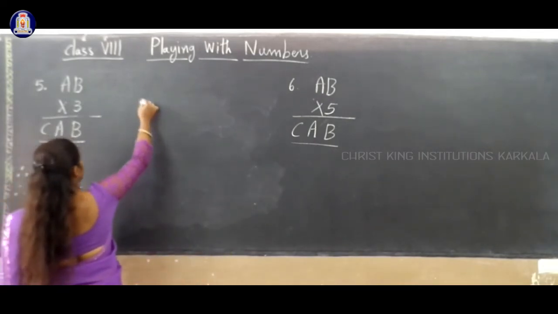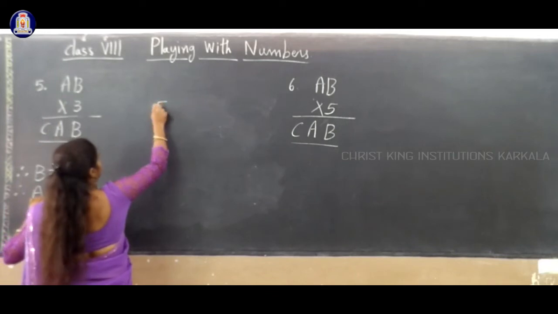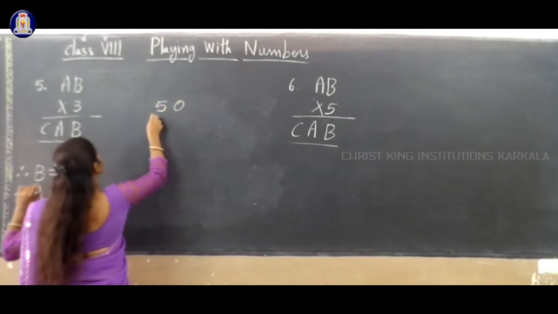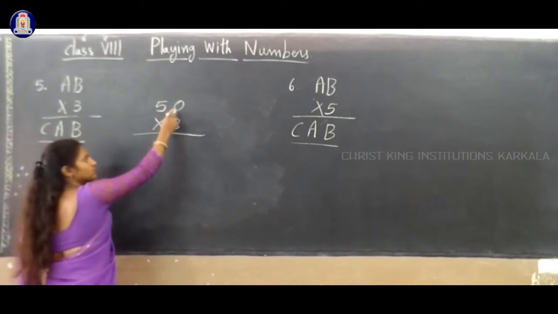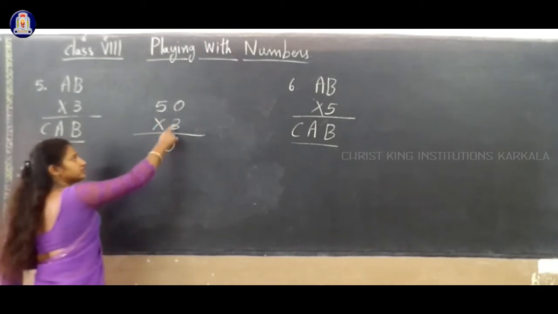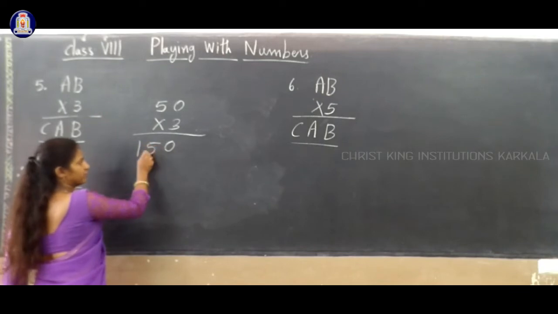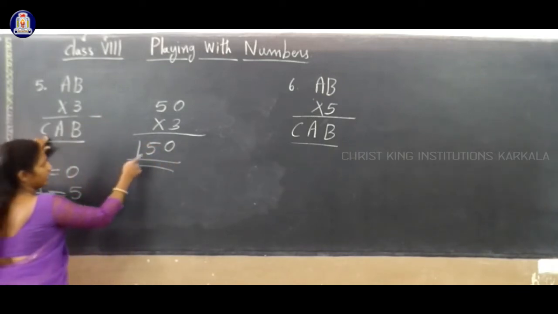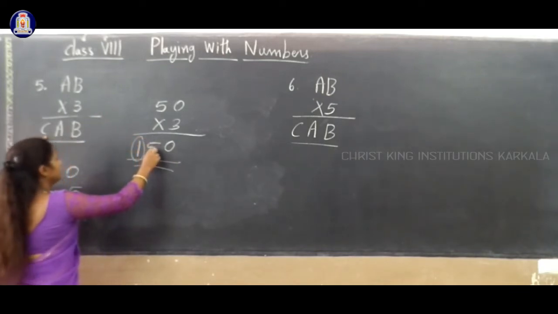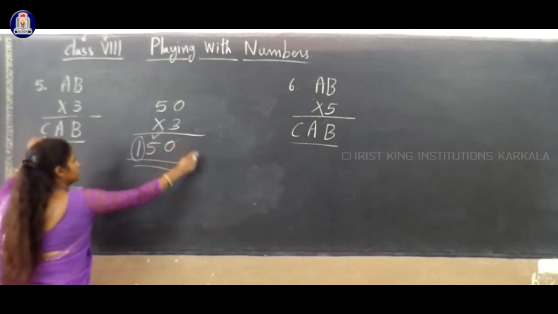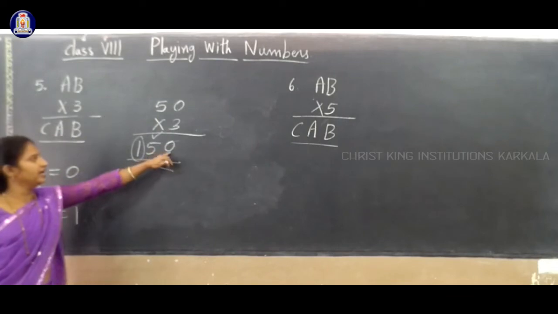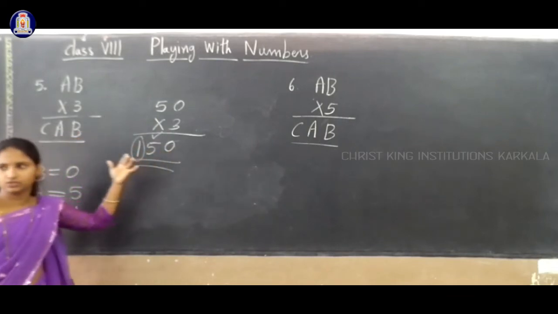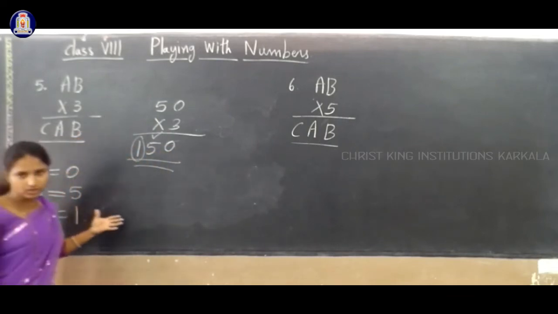Write AB. A we considered 5, B is 0, into 3. So multiply now. 3 zeros are 0, 3 fives are 15. Correct? So C, A, B: C is 1 and A is 5 and B is 0. Clear? Correct? So this is the solution for this question.